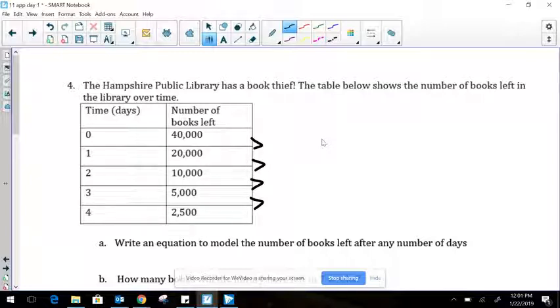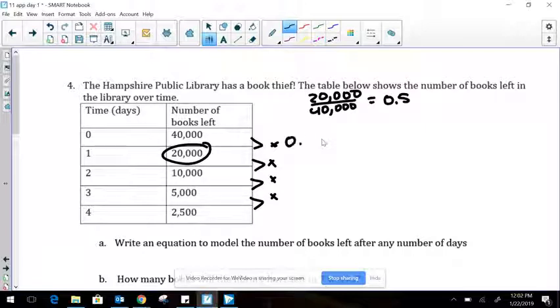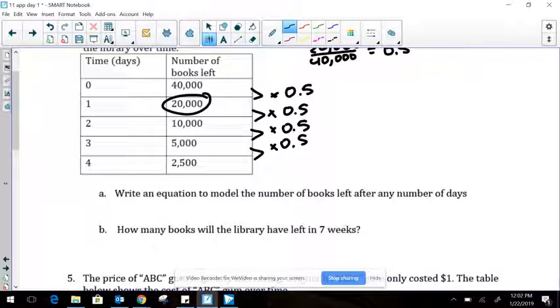So I got to figure out, okay, what am I multiplying by each time to get the next number? If you don't know, you can always do your bottom divided by the top. So 20,000 divided by 40,000 is 0.5. Okay, so if I multiply by 1/2 or 0.5 each time, I'm going to keep decreasing my numbers. Okay, so I have my growth factor here, and my initial amount is 40,000.